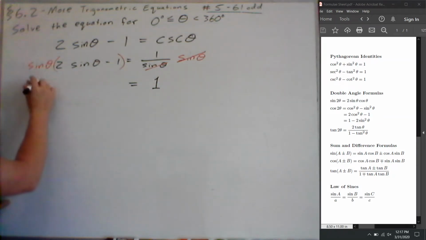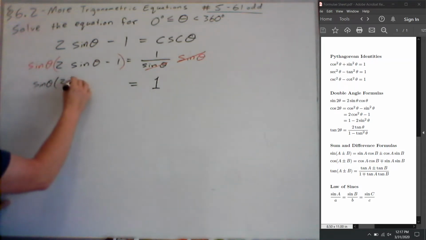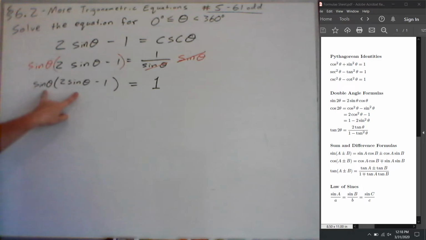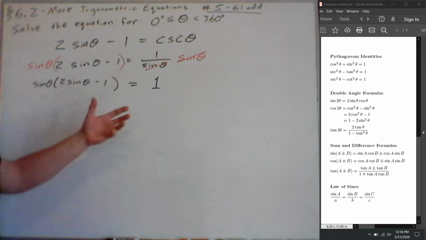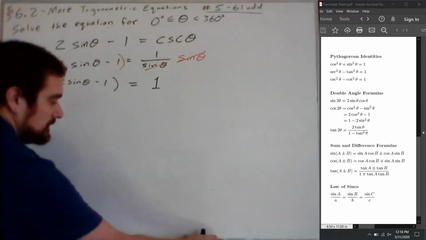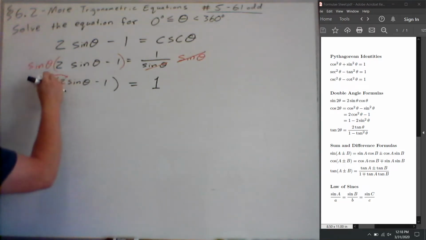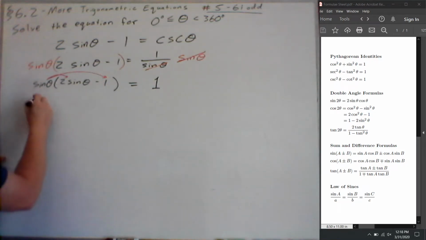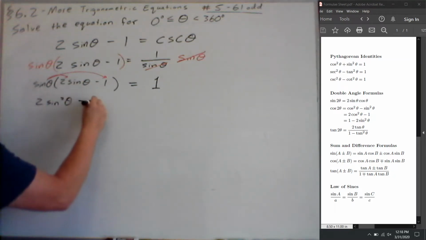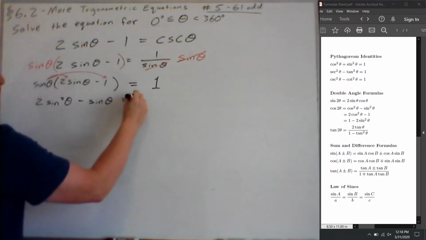But look at the left-hand side now. I have sine of theta times 2 sine theta minus 1. But I'm not getting a result of 0. So I can't set each one of these equal to 0. And it also doesn't work for 1. I can't set each one of these equal to 1 and say that the product is always going to be 1. So what I need to do is actually multiply this out to get 2 sine squared of theta minus sine of theta is equal to 1.